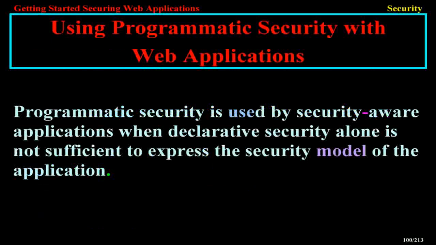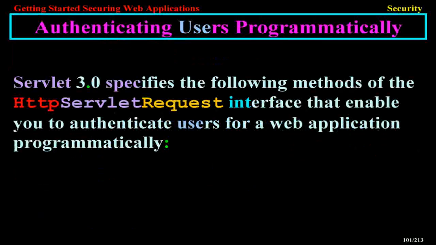Using programmatic security with web applications. Programmatic security is used by security-aware applications when declarative security alone is not sufficient to express the security model of the application. Authenticating users programmatically.